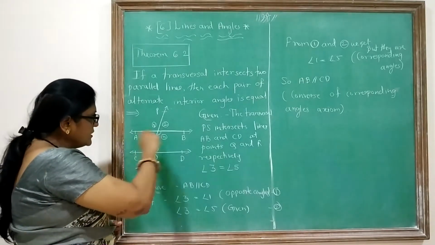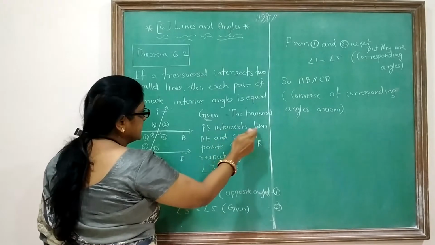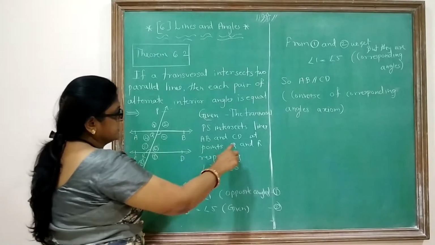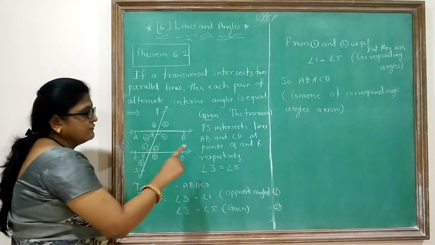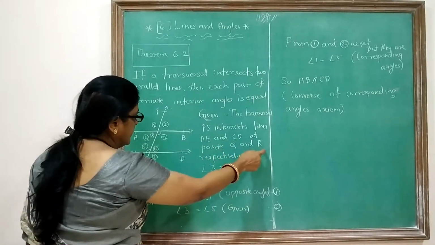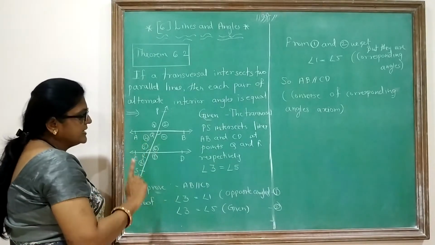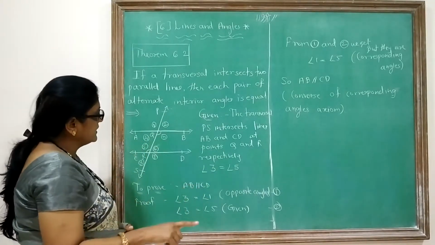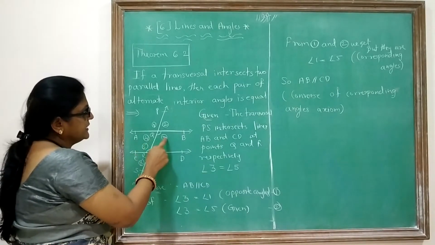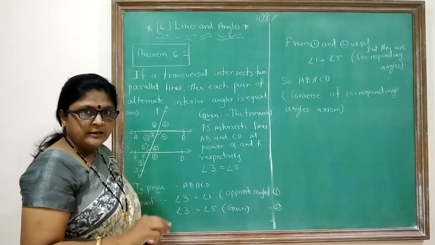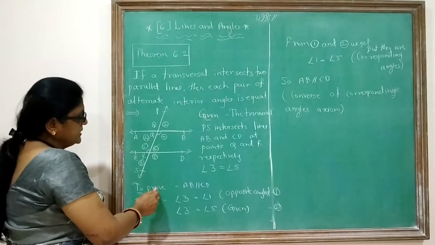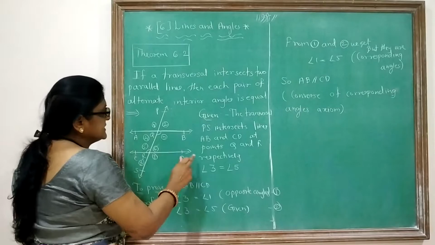Then the given condition is that the transversal PS intersects the lines, the two parallel lines AB and CD, at points Q and R respectively. Here the given condition is angle 3 equal to angle 5, which are called the alternate interior angles, and they are equal. To prove: AB is parallel to CD. These two lines are parallel.